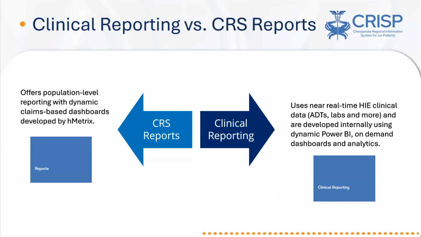So what is the difference between the existing CRS reports and clinical reporting, and why did we decide to create a clinical reporting suite? The CRS charts and suite of reports are created by an organization called H Metrics, and they support CRISP in providing claims-based data or claims-based reporting. Those reports are extremely dynamic, but there is a lag in terms of how quickly those reports can be updated, due to the time frame that it takes for Medicaid claims to be processed.